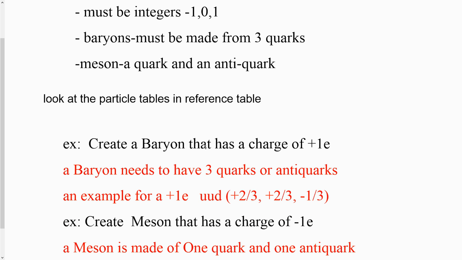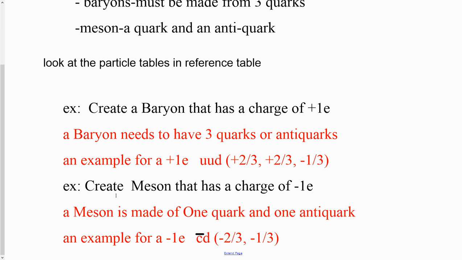We're going to create a baryon that has a charge of +1. So we know from our table that a baryon needs to have 3 quarks or antiquarks. So +1, I used up, up, down. So find in the table the charge for an up. Charge for an up is +2/3 E. Charge for another up is +2/3 E. And down is -1/3. So if we add up those fractions, we're going to get a +1. So that's just one example of what would get us a +1.